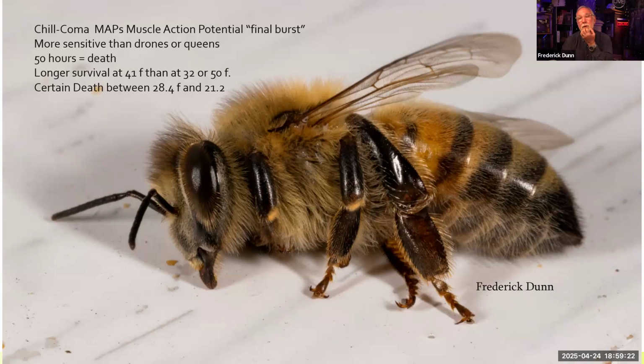This is a worker on the landing board. What's the tell, by the way, that she's still alive? Look at her hind left foot and look at the arolium making contact on the landing board of this Langstroth hive. She's going to snap out of it later, but they can't snap out of it if they've been at or below 28.4 degrees Fahrenheit.